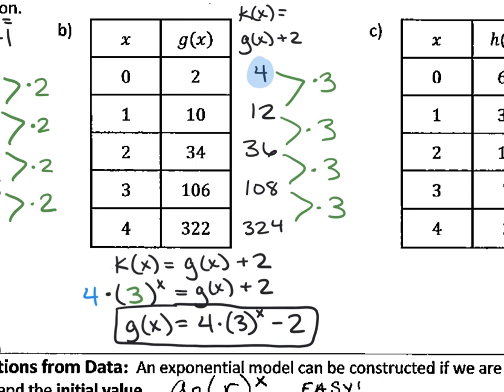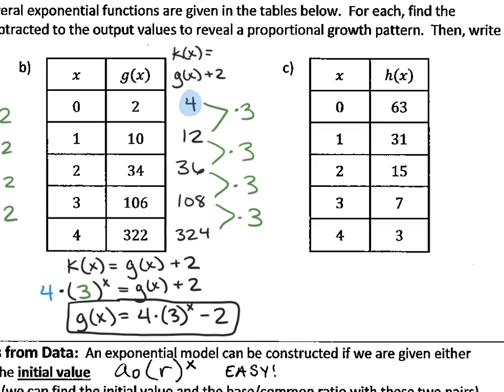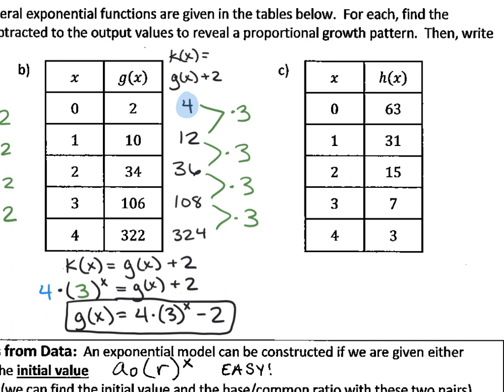Okay, part C is for you. I want you to, again, look at that table, see if you can figure out what number you can add or subtract to make it a proportional relationship, and then write the function for h of x. If we add 1 on this one, nice.